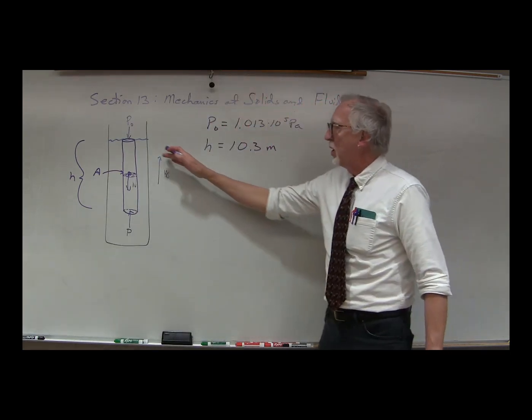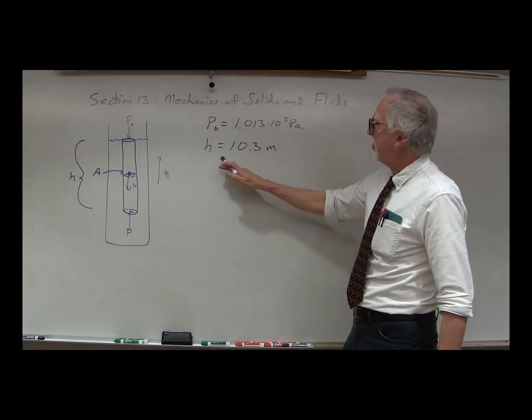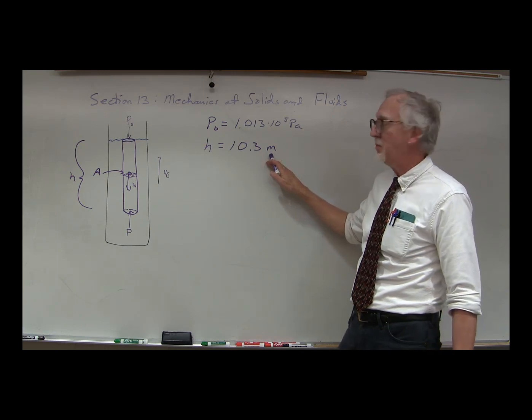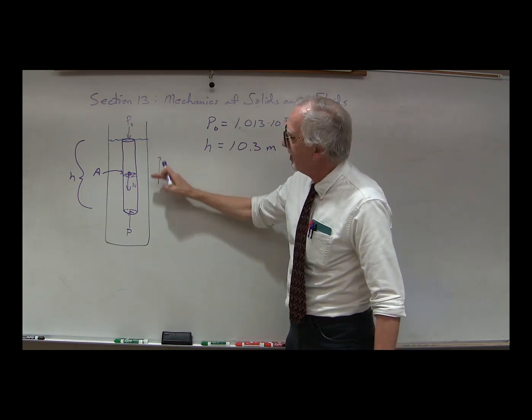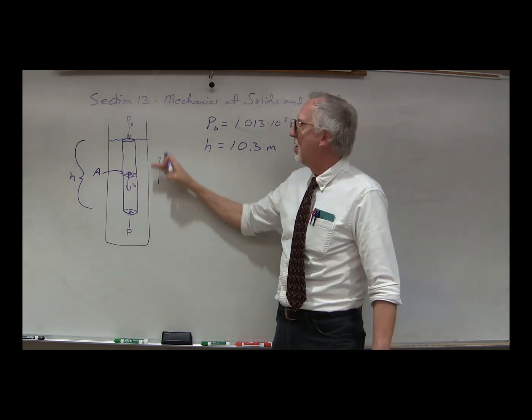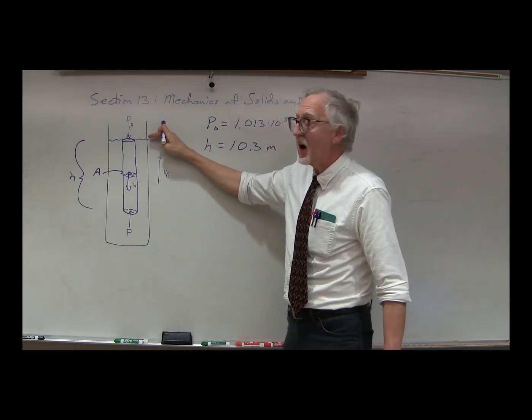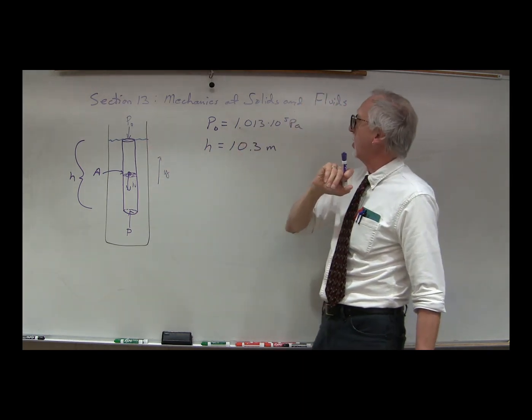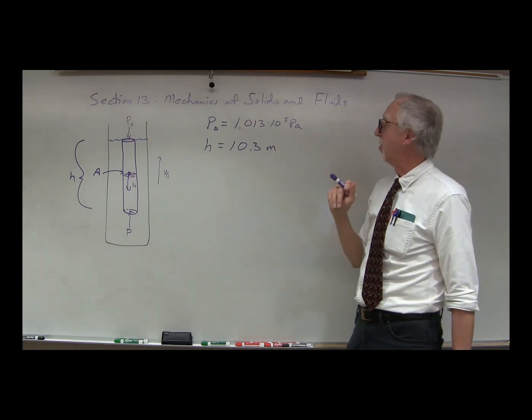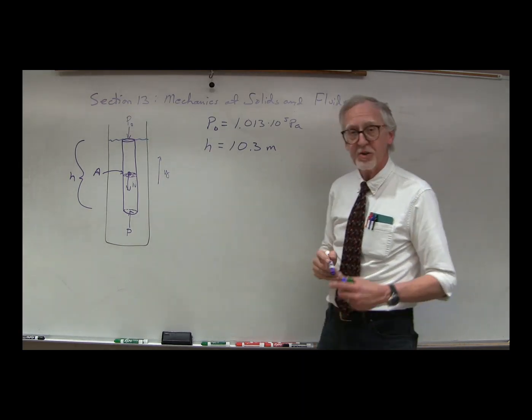Let's imagine that we are looking at a column of water that is 10.3 meters. In other words, we come down 10.3 meters from the surface of the water. And we'll assume that the pressure on the top is 1 atmosphere, 1.013 times 10 to the 5th pascals. Let's figure out what's the pressure down here.